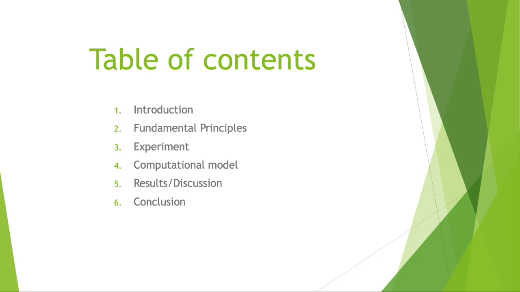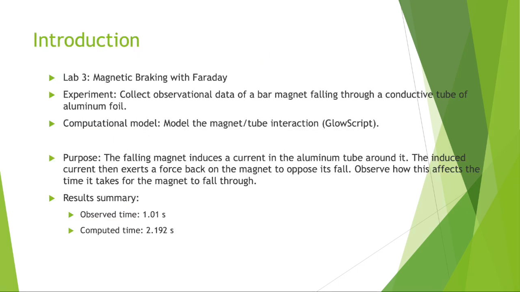This report will consist of the introduction, fundamental principles, experiment, computational model, results and discussion, and the conclusion. This lab is called Magnetic Braking with Faraday. The experiment consists of timing a bar magnet falling through a conductive tube of aluminum foil. In GlowScript, we will model the interaction between the magnet and the tube.